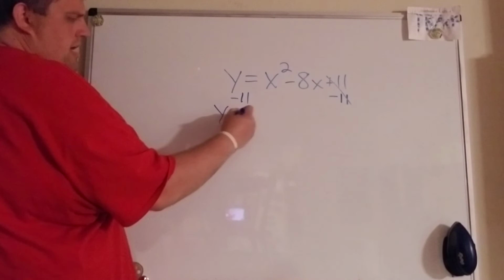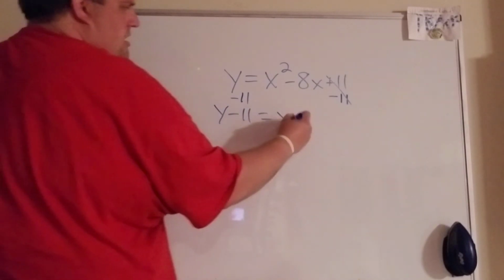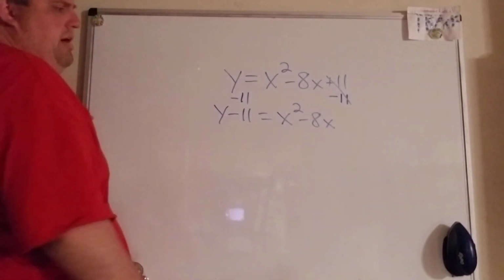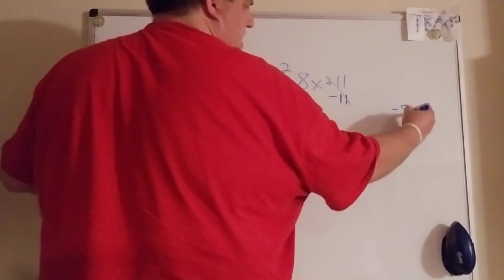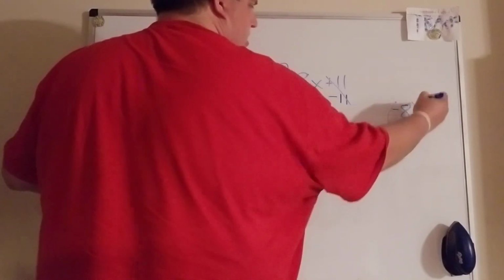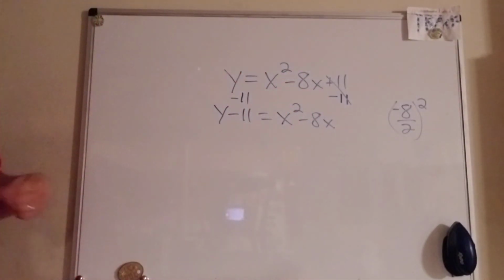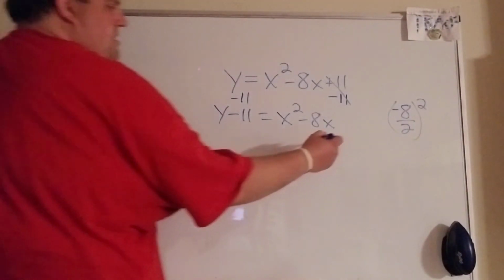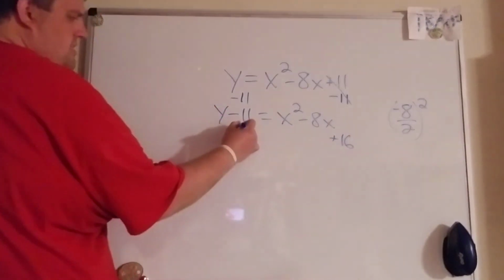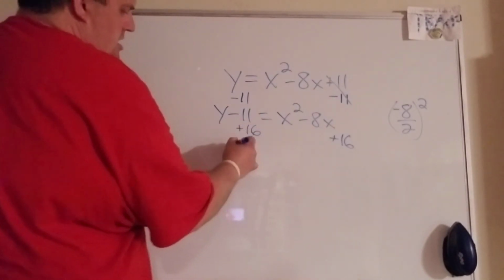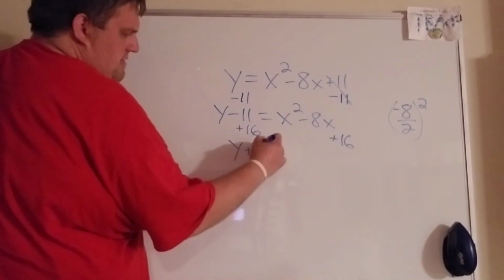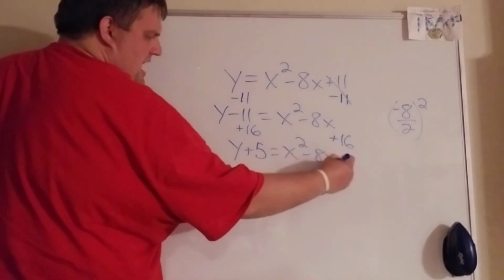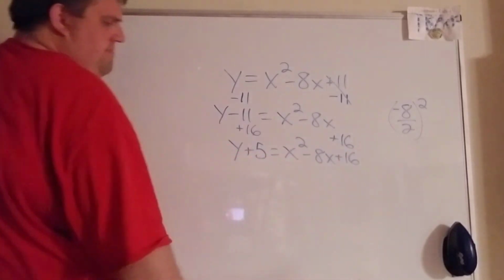So we got y minus 11 equals x squared minus 8x. And now we're going to complete the square. So we're going to take that b term, negative 8, cut it in half, square it. Negative 8 divided by 2 is negative 4. Negative 4 squared would be 16. So we're going to add 16 to both sides here. So over here, that's going to be y plus 5. Over here, that's going to be x squared minus 8x plus 16.